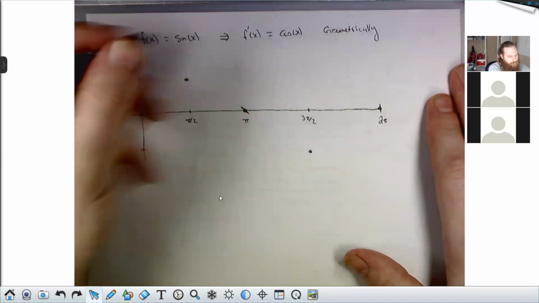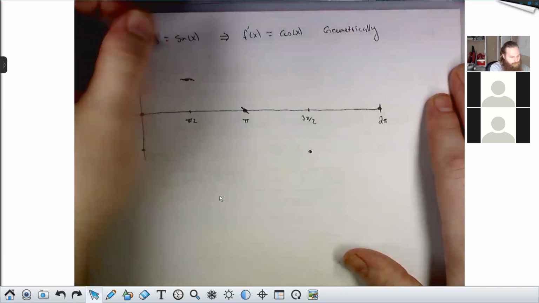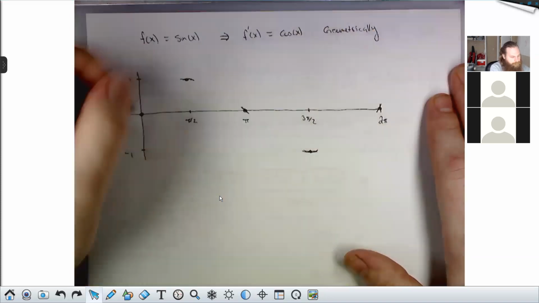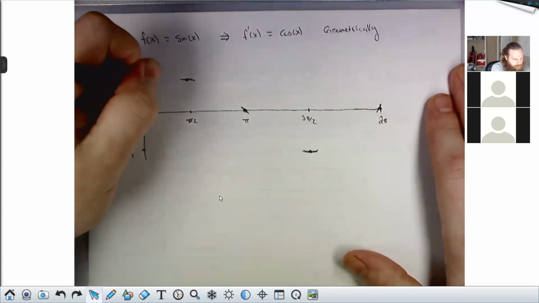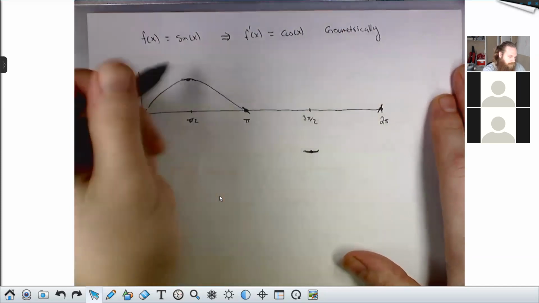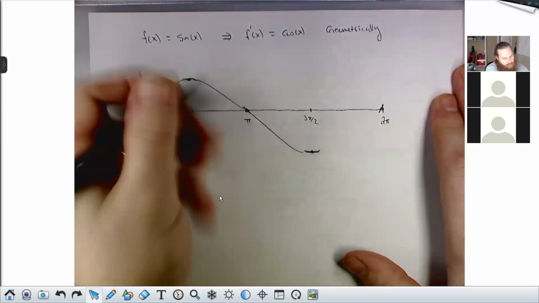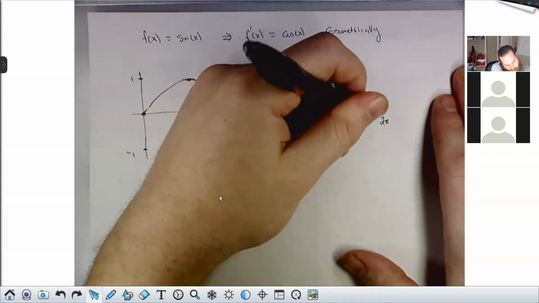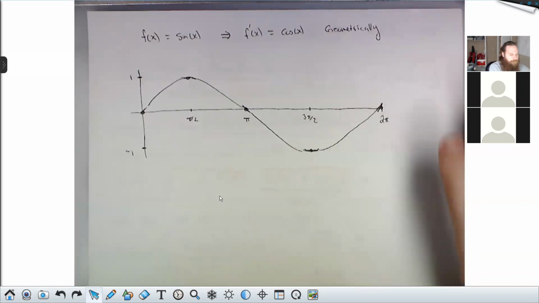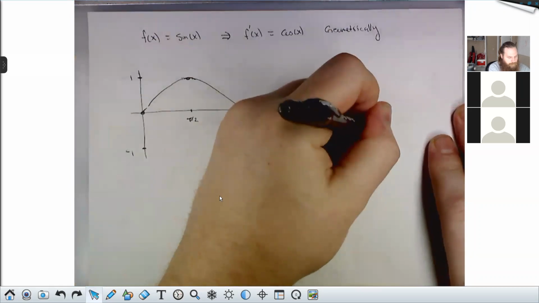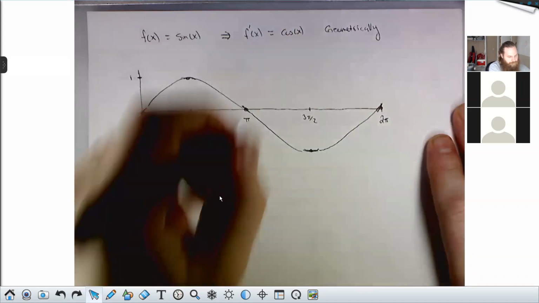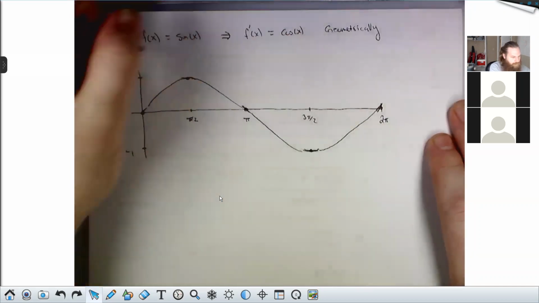So we expect a graph looking, and we get indeed a graph looking something like this for sine. Okay. This is the graph of sine x. So in black here we have sine x.